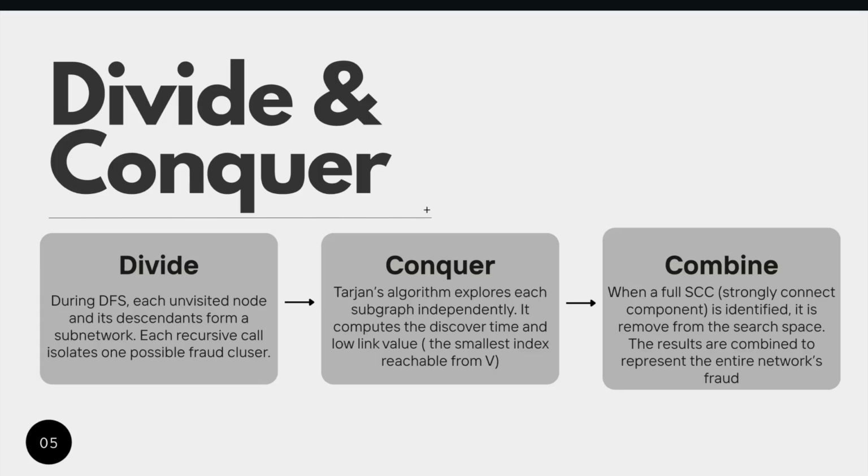And then this is where dynamic programming comes up, in the conquer step. We're using an algorithm called Tarjan's algorithm, and it explores each of the subnetworks that were created by the divide independently, and it computes the discovery time and the low link value. We'll touch on those in a little bit. And then when this is done, we're going to combine it all together, and it will remove what are called strongly connected components from the search space. So then we're not getting caught in this loop. So it cuts out the need for a recursion stack.